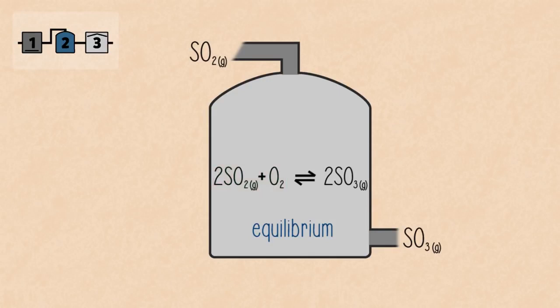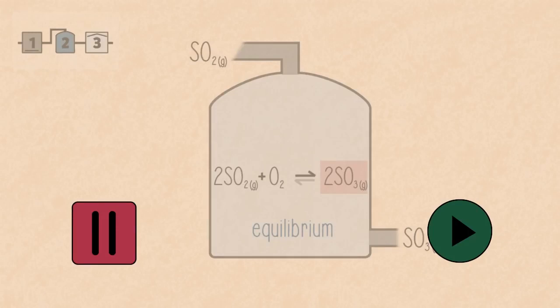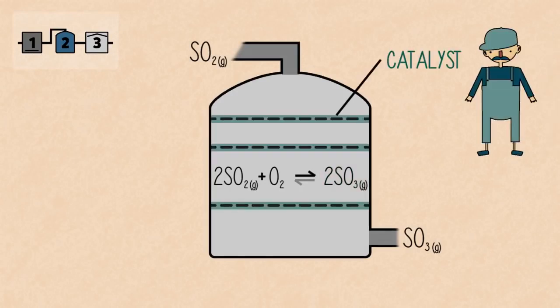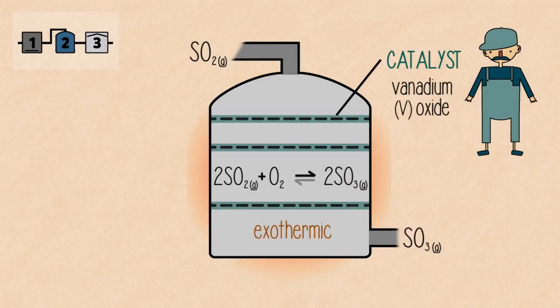What can be done to this process to speed it up and to force the equilibrium into forming more sulfur trioxide? Pause the video and continue when ready. This reaction can be sped up to form sulfur trioxide by adding a catalyst, vanadium oxide. This is an exothermic reaction, which means it gives out heat.